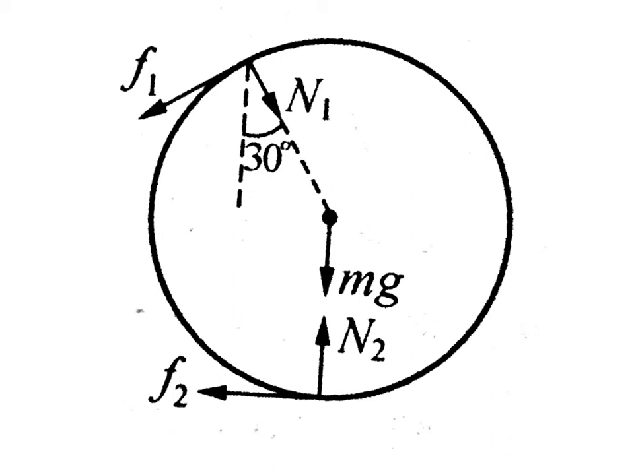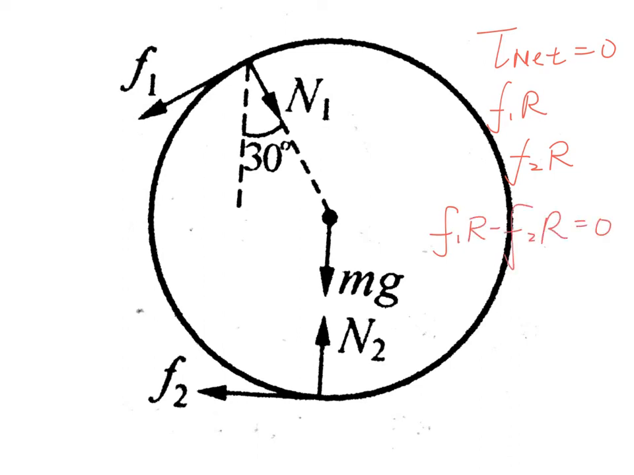So now let's analyze net torque, which also equals 0. In counterclockwise direction, we have F1 times R. And in clockwise direction, we have F2 times R. And that's all the torques on the graph. So F1R minus F2R equals 0. So F1 equals F2. That's our final equation here.